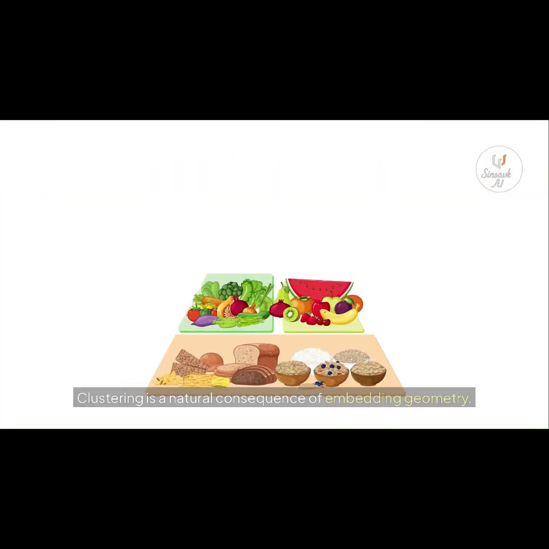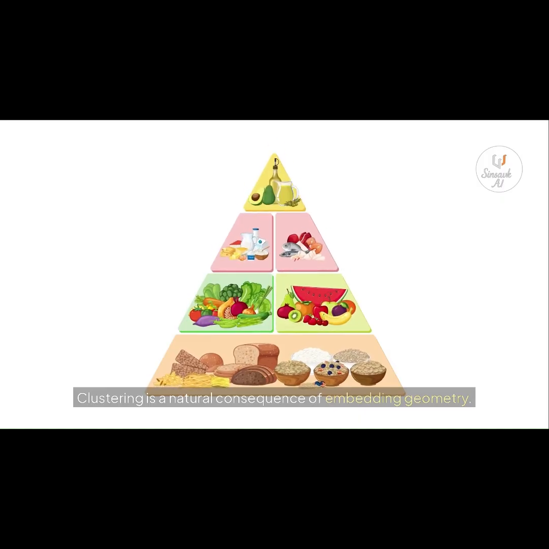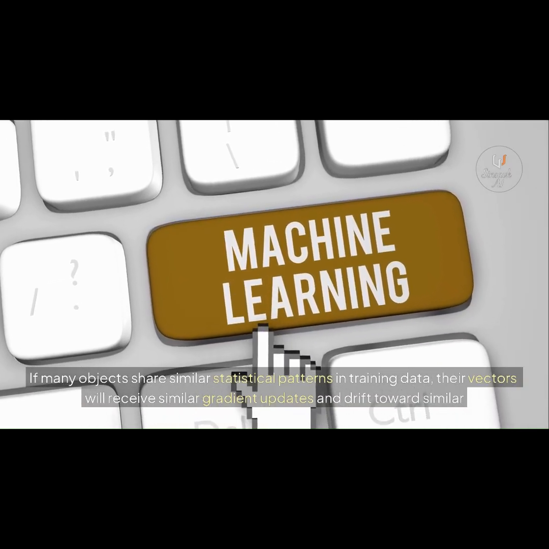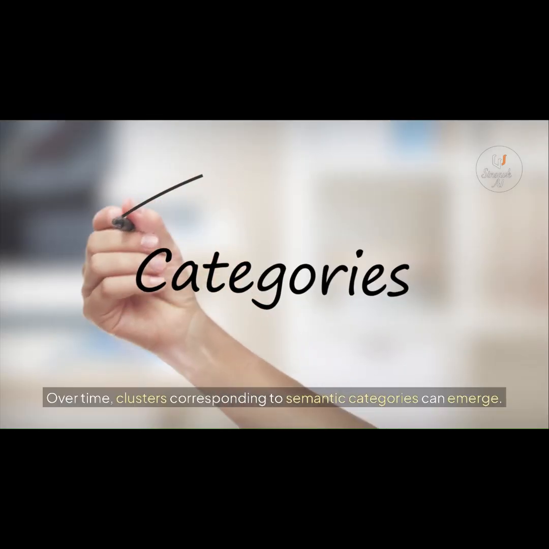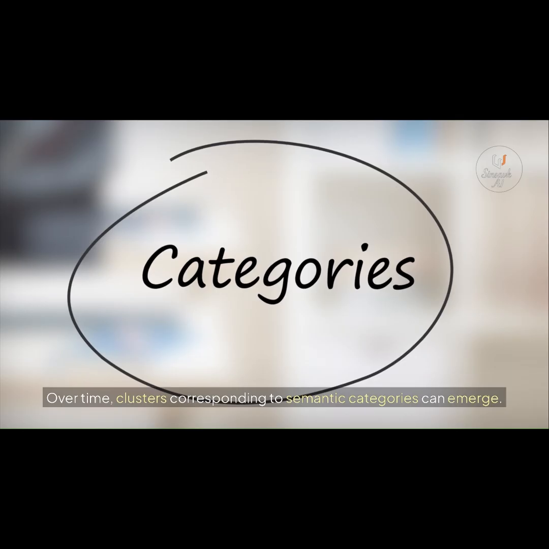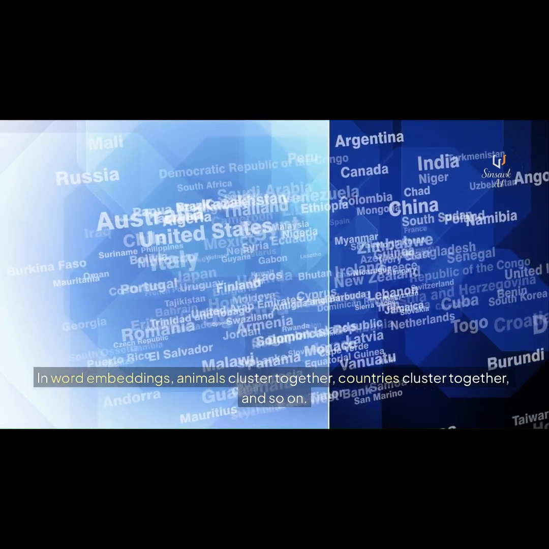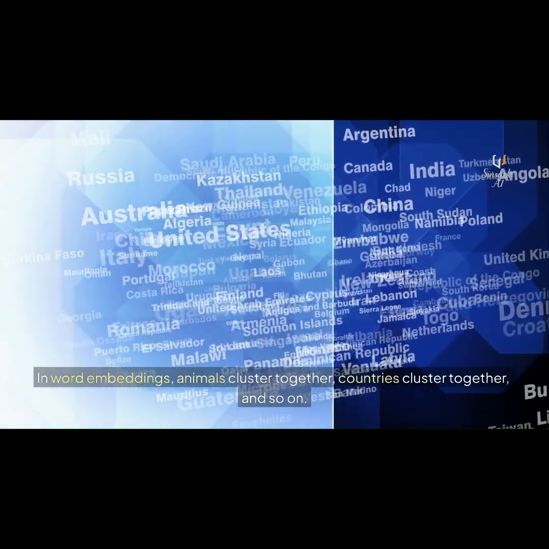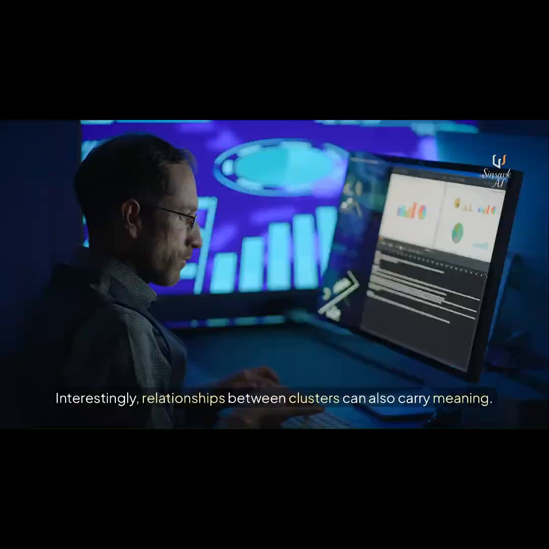Clustering is a natural consequence of embedding geometry. If many objects share similar statistical patterns in training data, their vectors will receive similar gradient updates and drift toward similar regions of space. Over time, clusters corresponding to semantic categories can emerge. In word embeddings, animals cluster together, countries cluster together, and so on.